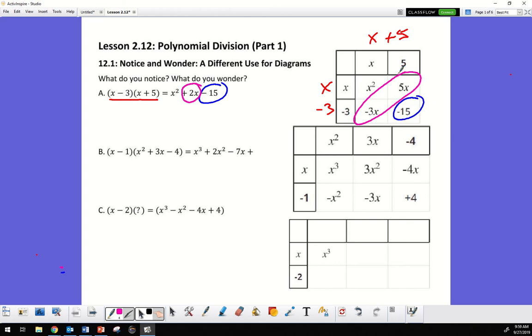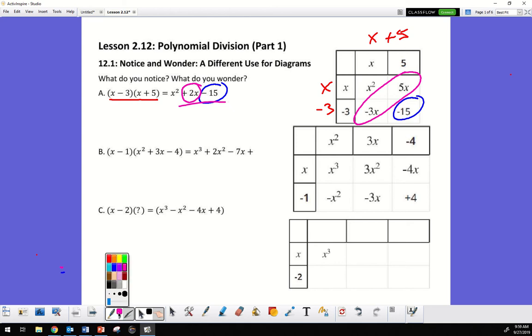So if I were to go through and do my distribution and multiply those two factors together, I'll end up getting all of this. But now we're actually going to work it out going the other way. Right now this is one way of doing our multiplication. And now we're going to do it going backwards, calling it division. So let's do this next one.